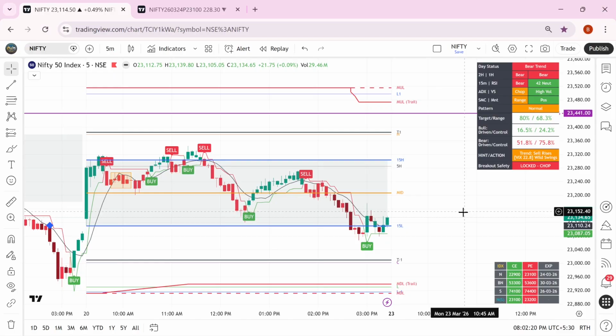So what is the percentage of that? I have mentioned that here. Do you see this side? Here 75.8, here 24.2, right? This percentage, I've indicated here the main thing: their holding capacity, their market control, whether bulls or bears are in control. All right. Whoever has the higher percentage, it means the market is completely under their control.